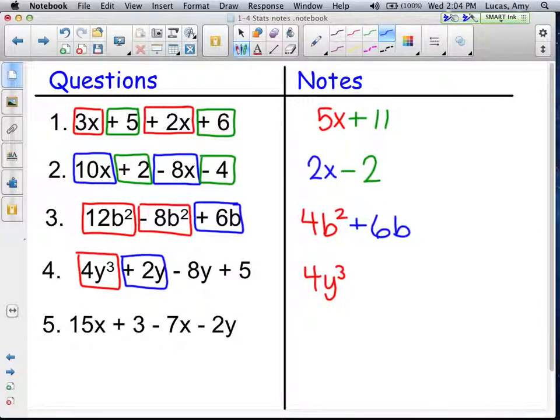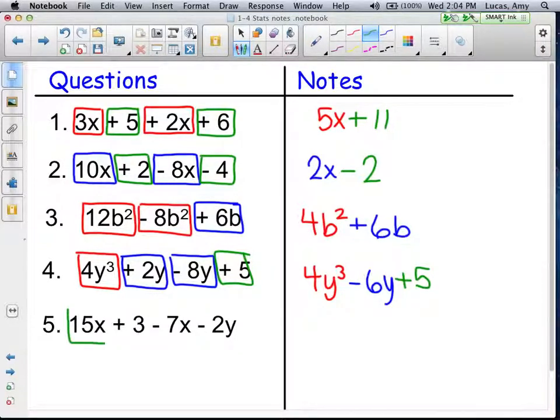Then I've got plus 2y and minus 8y. Combining those gives me a negative 6y. And last but not least, plus 5, my constant. Okay, the last example, when you've got different variables, there's not really a rule.